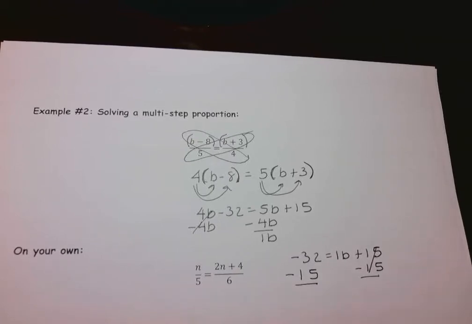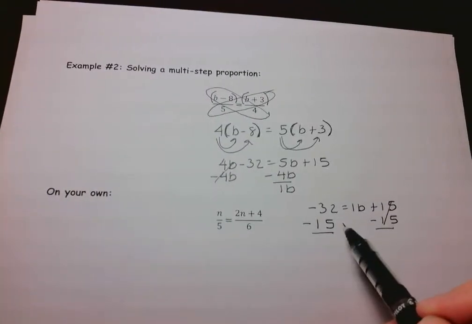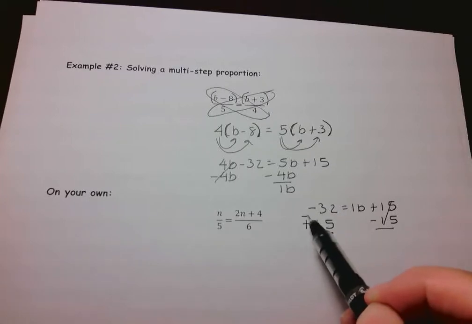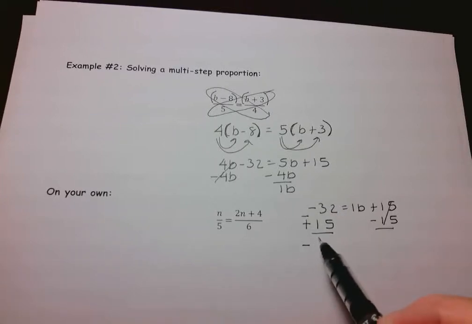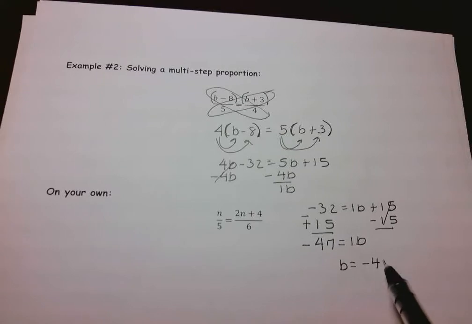Look at this part right here. Be super careful. I've got negative 32 minus 15. Go keep, change, change. Go through that process so you do not make a math error. And there's your answer.